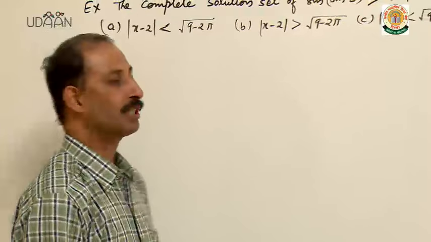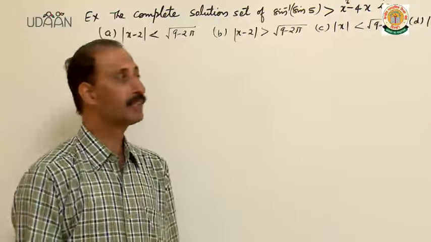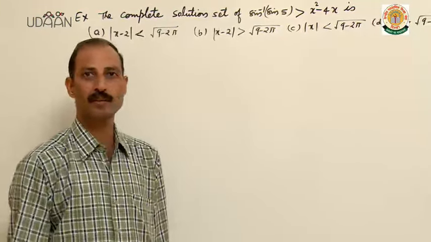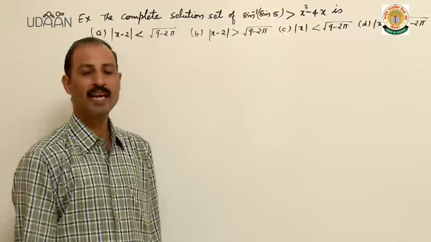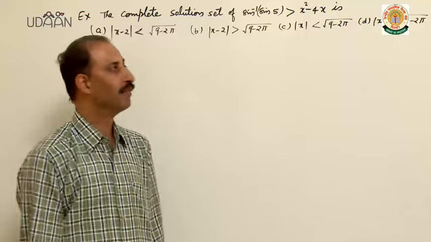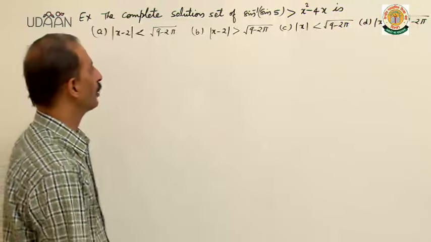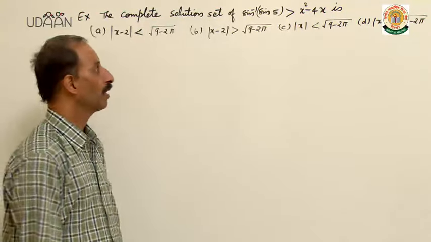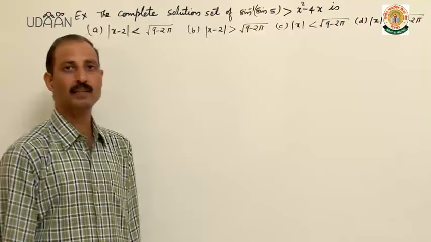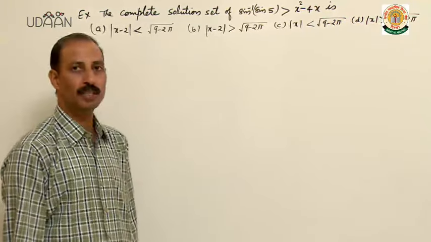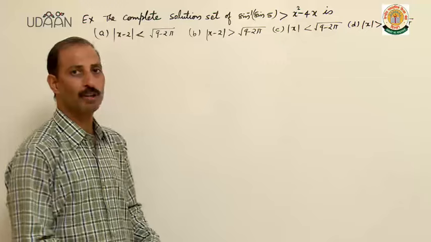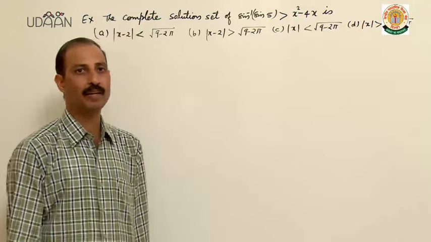Children, next example I am taking. The complete solution set of sin inverse of sin 5 is greater than x square minus 4x is. Sin inverse of sin 5 is a constant value, x square minus 4x, x is the variable. So we have to find out the value of x which satisfies these options. First option, modulus of x minus 2 is less than root 9 minus 2 pi. Second option, modulus of x minus 2 is greater than root 9 minus 2 pi. Third option, modulus of x is less than root 9 minus 2 pi. And last option, modulus of x is greater than root 9 minus 2 pi.